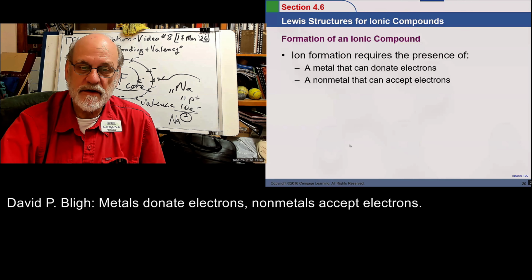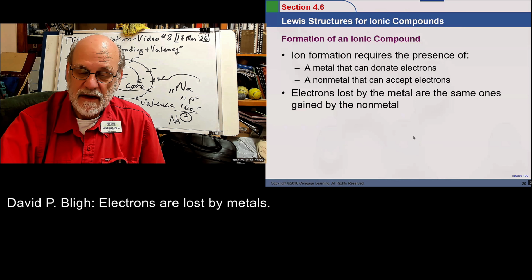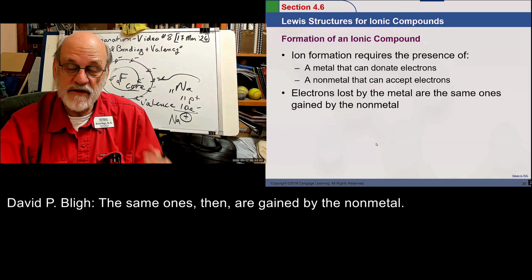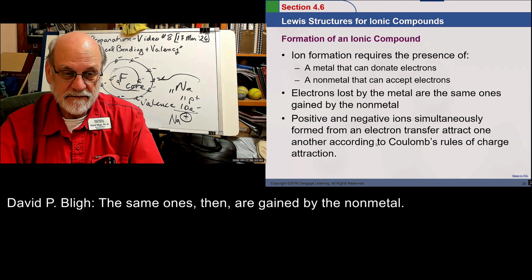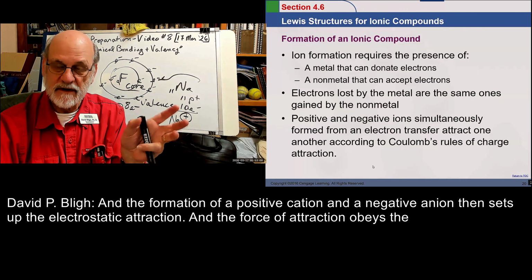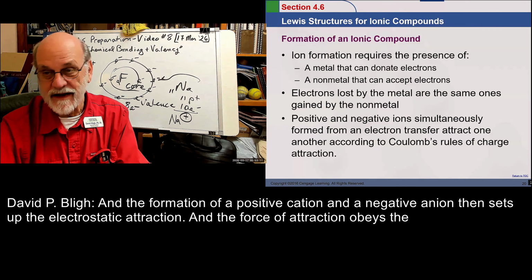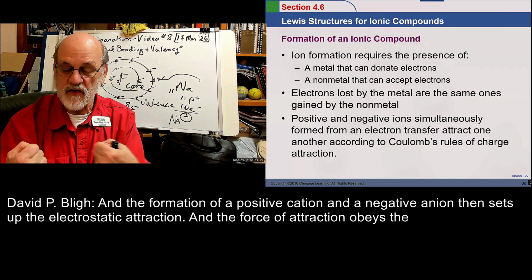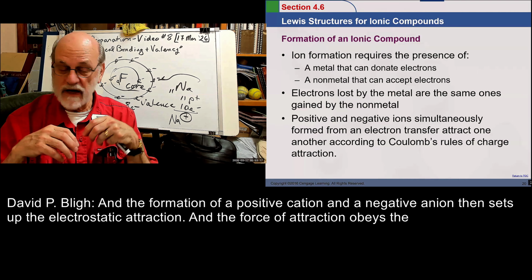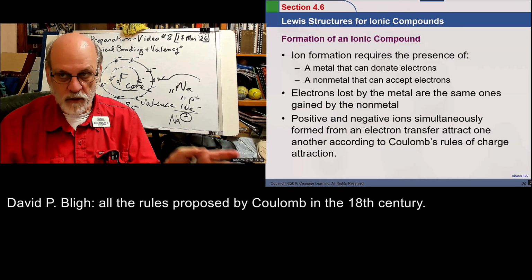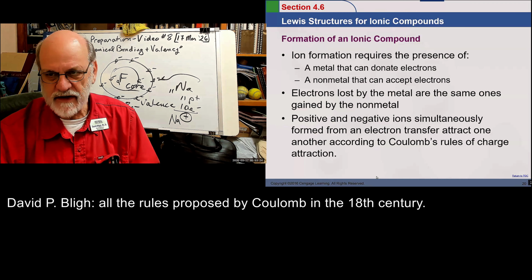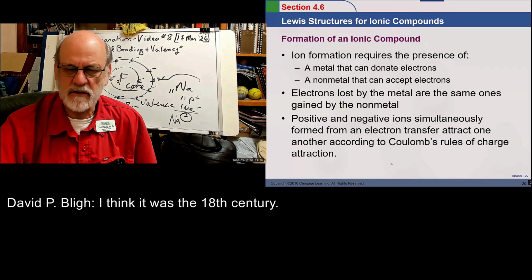All right. Metals donate electrons, nonmetals accept electrons. Electrons are lost by metals. The same ones then are gained by the nonmetal, and the formation of a positive cation and a negative anion then sets up the electrostatic attraction. And the force of attraction obeys all the rules proposed by Coulomb in the 18th century. I think it was the 18th century.